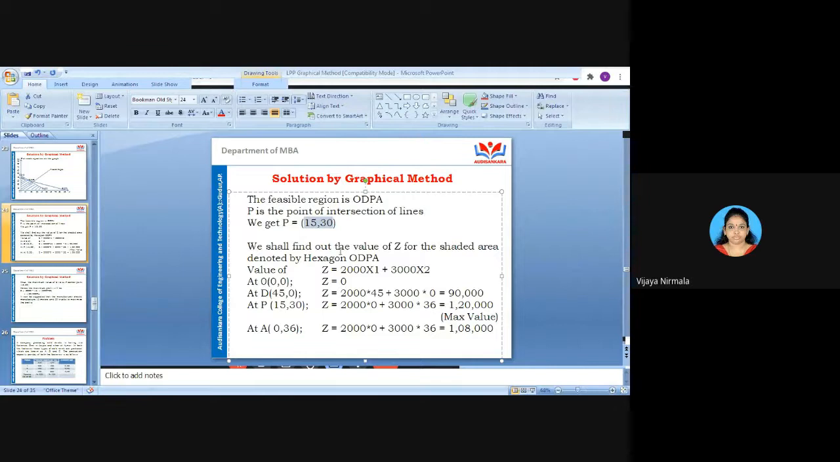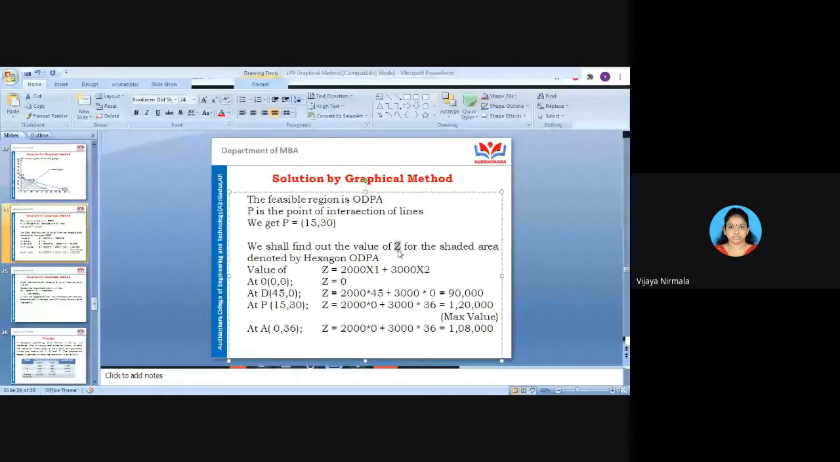Okay, now you have found the feasible region, right? The feasible region is ODPA. Now you have to find the optimal solution. So we have to find out the value of Z here.